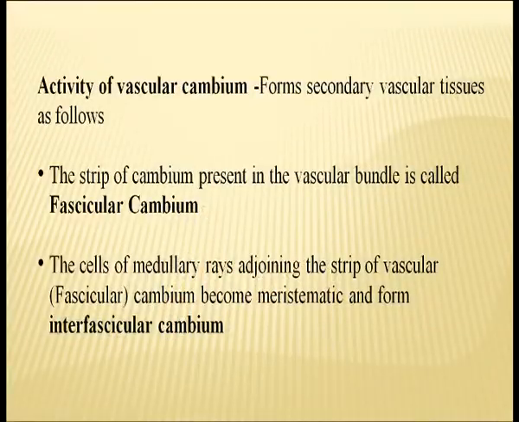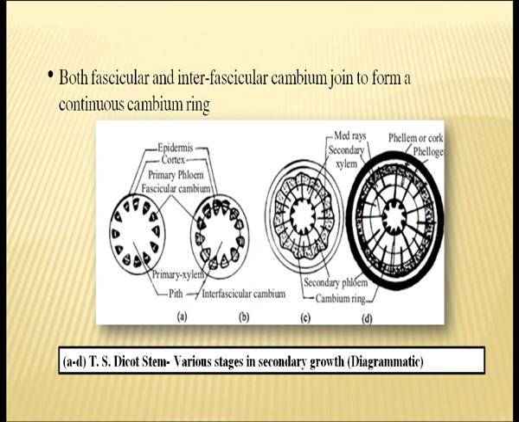Let us move on. The activity of the vascular cambium to form the secondary vascular tissue is as follows. The strip of the cambium in the vascular bundle is called fascicular cambium. They are the cells having the power to divide. Now see this diagram, you can easily understand from this.